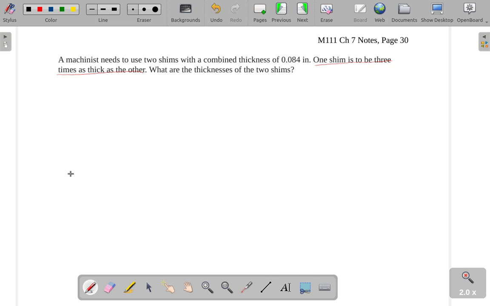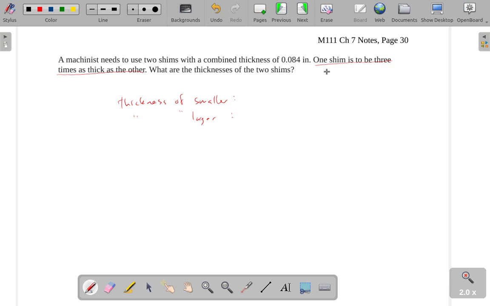So instead, what I would say here is assign a variable to one of the numbers. In this case, the thicknesses of these 2 shims are both unknown. Thickness of the smaller and the thickness of the larger. These are the 2 unknowns that we're looking for. What are the thicknesses of the 2 shims? And so it's often quite natural to want to call them both variables, like x and y or whatever. But like I said, we want to only use one variable on this.